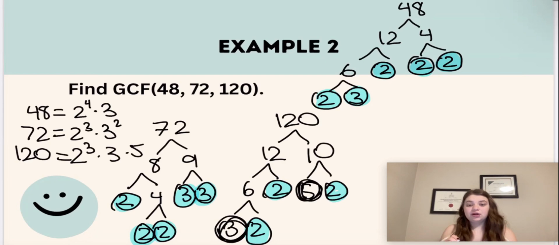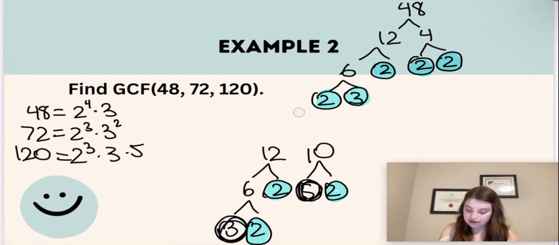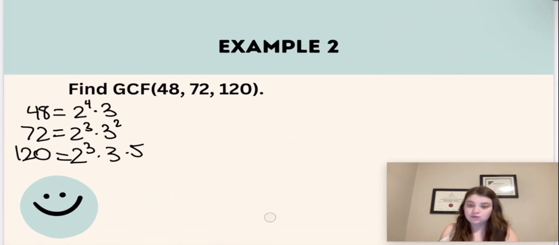So now that we've done all our factor trees, I'm actually going to erase the factor trees now, and we're going to just look at the results of our factor trees and what they have in common here. So in this particular case, we have 2 to the power 4 in the first one, 2 to the power 3, and 2 to the power 3. So the highest that we can do for all three of them would be 2 to the power of 3, right? So 2 cubed is the first part of this.